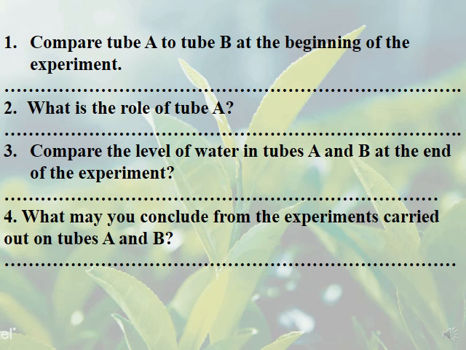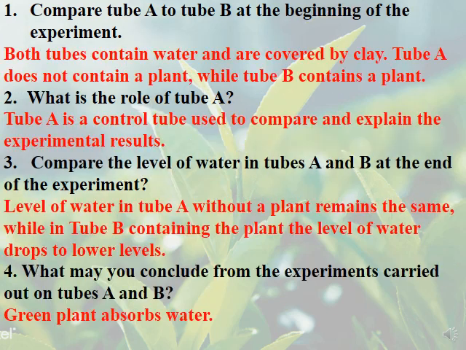Compare the level of water in tubes A and B at the end of the experiment. Tube A, the level of water remains the same. Why? No plant. While tube B, it drops to a lower level. So what can you conclude from the experiment? In tubes A and B, we can conclude that the green plants absorb water.